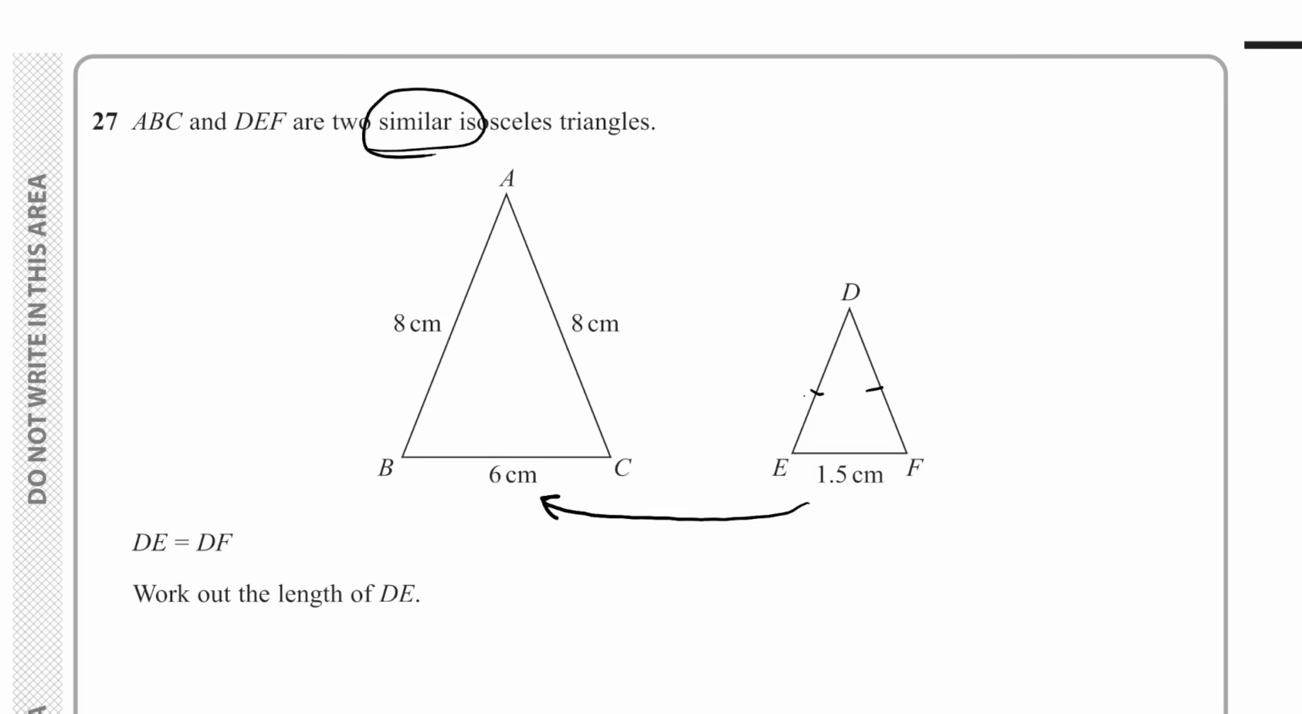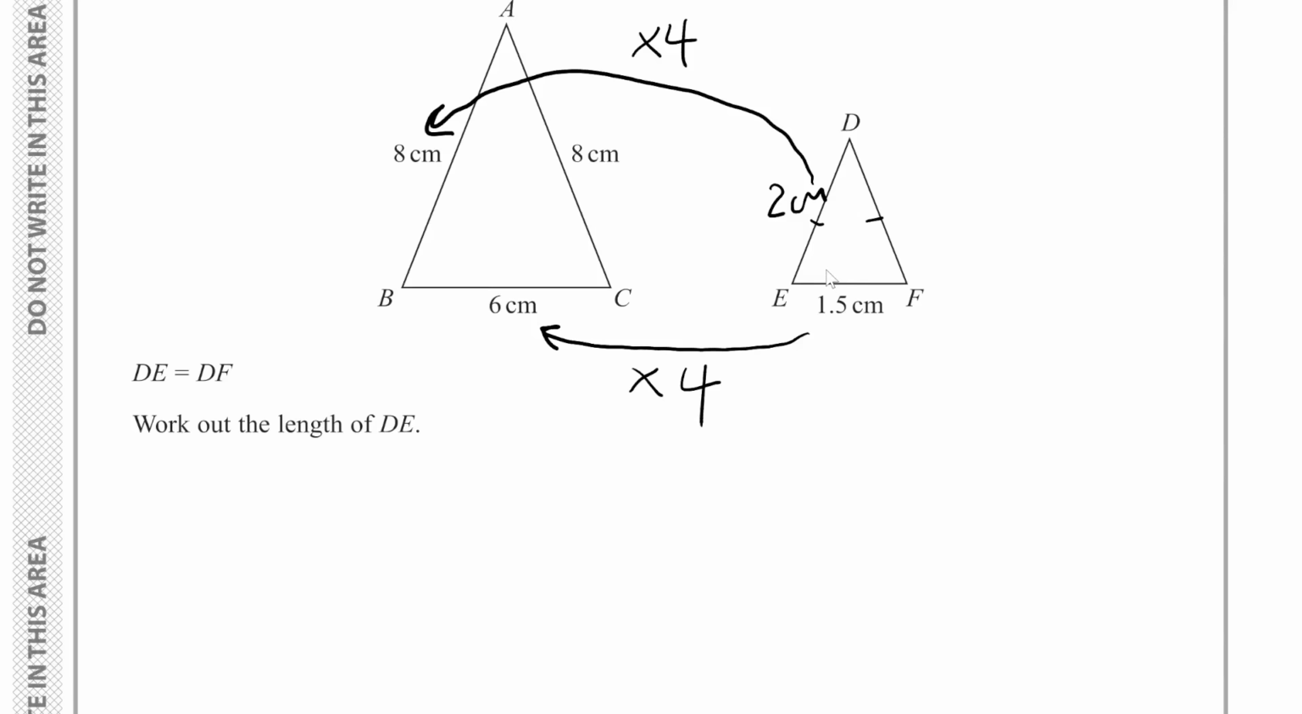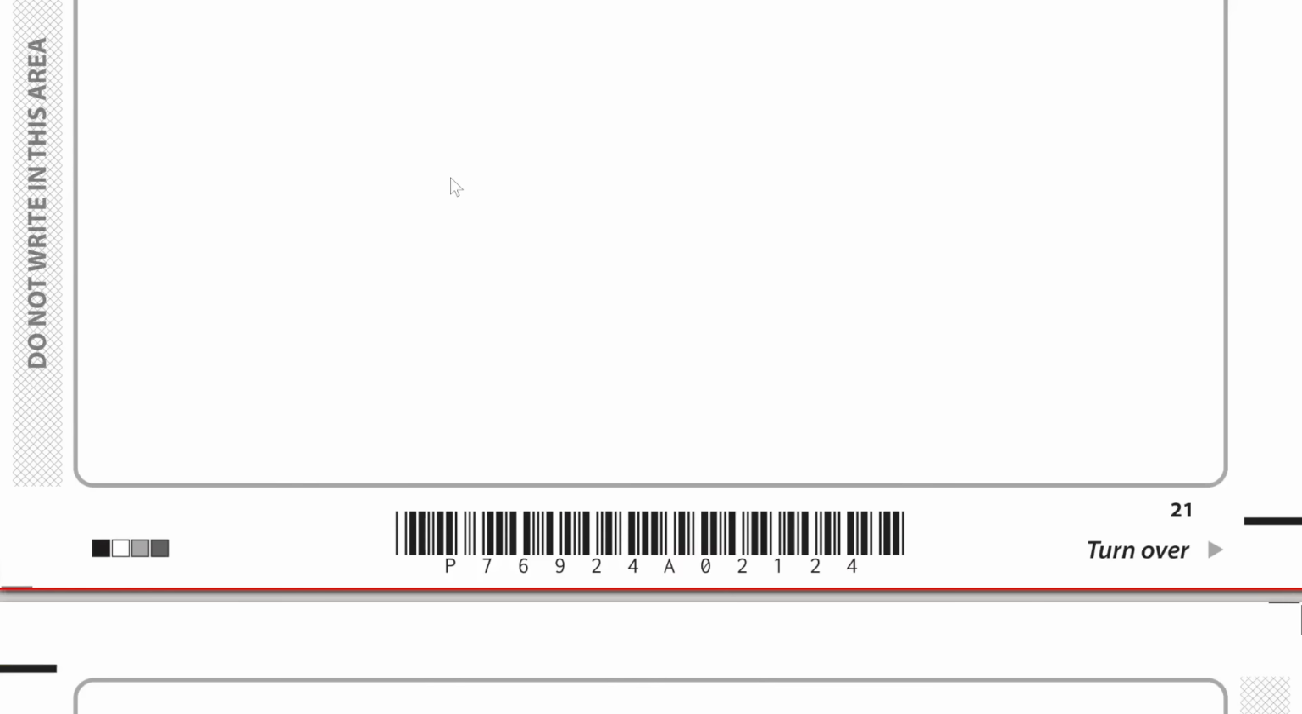So 1.5 times something makes 6. 1.5 times 4 makes 6. So to go from the little shape to the big shape, we times by 4. The lengths are 4 times as big. So something times 4 must be 8. It must be 2. 2 4s are 8. So D to E is 2 centimeters because it's 4 times smaller than the big shape.